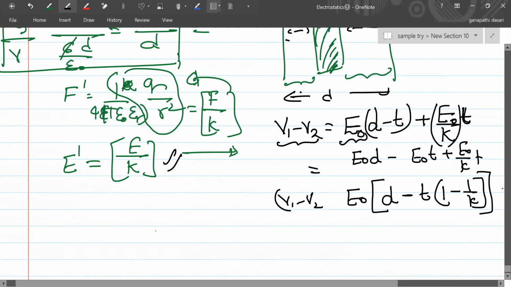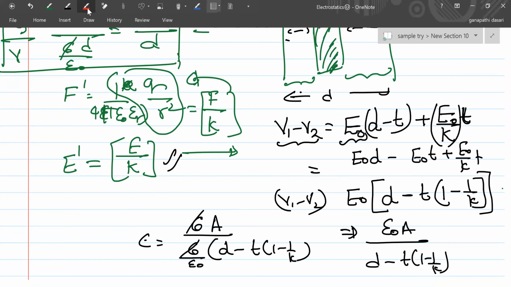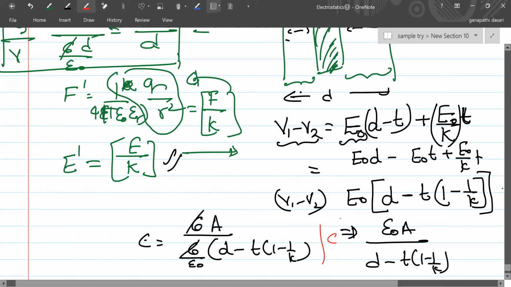what is the formula of capacitance? Q is equal to sigma A, and E naught is sigma by epsilon naught into D minus T into 1 minus 1 by K. The sigma sigma cancel. The answer will be epsilon naught A by D minus T into 1 minus 1 by K. So I hope you have understood this formula, how I have derived it, so that you do not have a lot of confusion in remembering these different kinds of formulas.